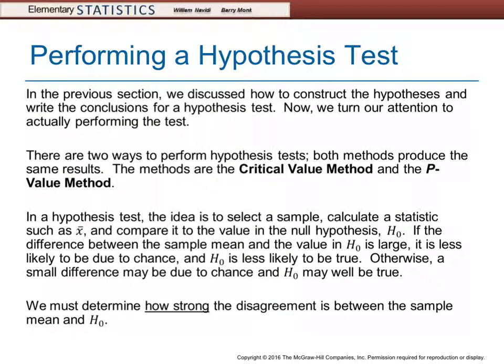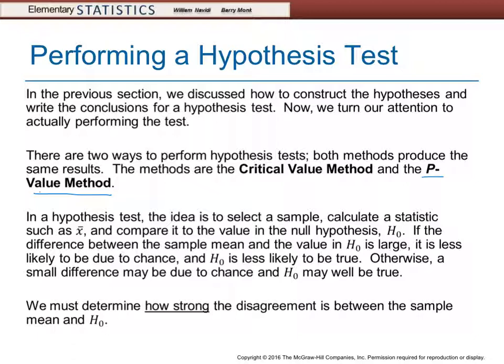In our previous section, we discussed how to construct the hypothesis and write the conclusion for a hypothesis test. Now we're going to turn our attention to actually performing the test. There are two ways to perform the hypothesis test. Both methods produce the same results. The methods are the critical value method and the p-value method. In our class, we're only going to learn the p-value method.